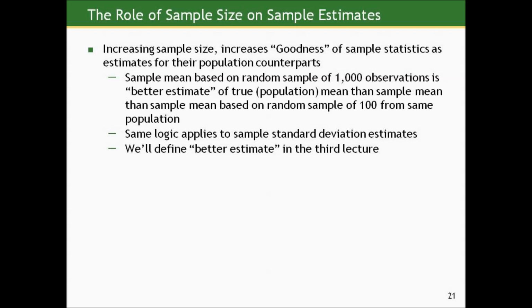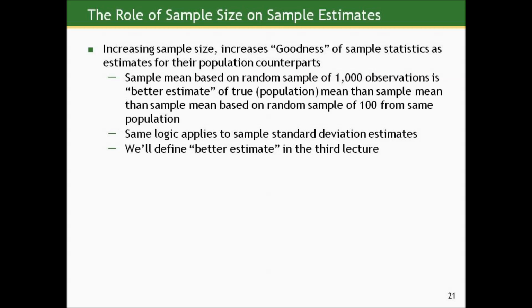Let's talk about the role of sample size on sample estimates, and we'll come back to this a couple of times because this is important. Increasing sample size increases the goodness of sample statistics as estimates for their population counterparts. For example, a sample mean based on a random sample of 1,000 observations is a better, quote-unquote, estimate of the mean than the sample mean based on a random sample of 100 from the same population. What does your intuition say? If I say I've got a sample mean based on 1,000 representative observations or 100, and you can have either one for a similar price, which would you take? Well, your intuition probably says the one based on 1,000.